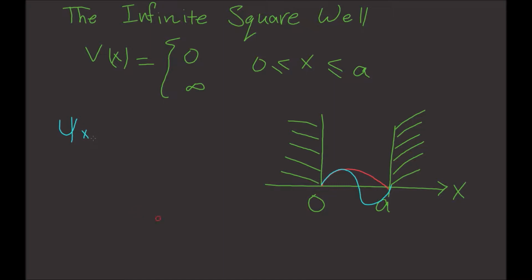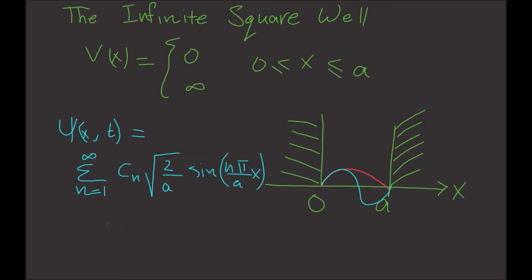Psi of x comma t is equal to the sum of all the states, from n equals 1 to infinity, of some constant c sub n times the square root of 2 divided by a, times the sine of n pi divided by a times x, times the time part of this equation, which is e to the minus i times n squared pi squared h bar divided by 2 m a squared times t.